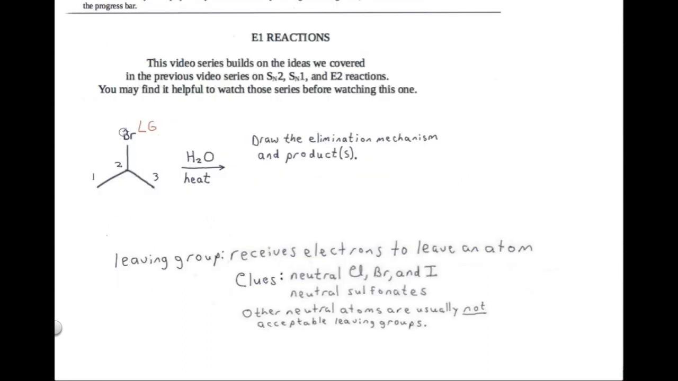We can identify the neutral bromine as a good leaving group. You should have memorized that neutral chlorine, neutral bromine, and neutral iodide are good leaving groups. Next, we identify carbon 2 as our alpha carbon, because carbon 2 is the carbon attached to the leaving group. We see that carbon 2 is a secondary alpha carbon, because carbon 2 is attached to two other carbon chains, carbon 1 and carbon 3.